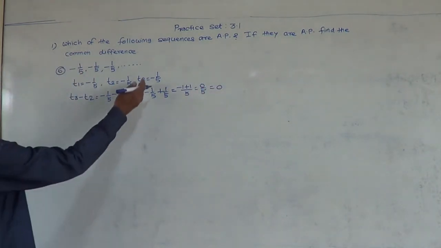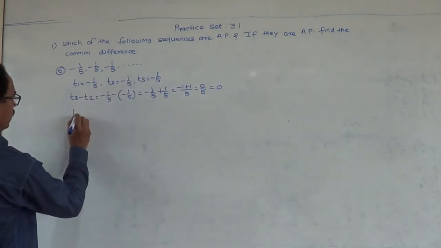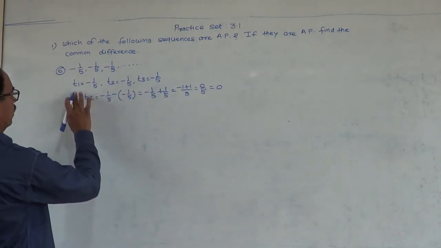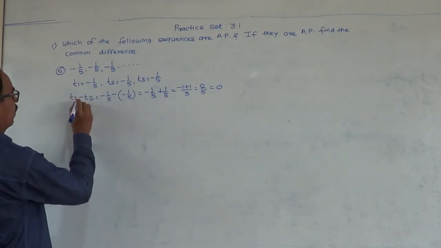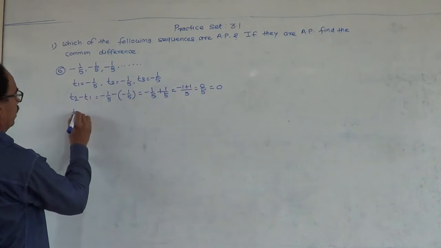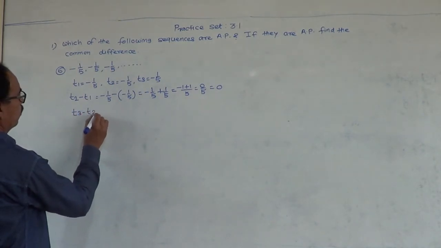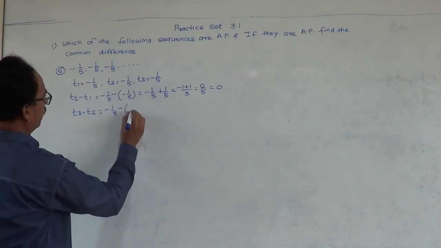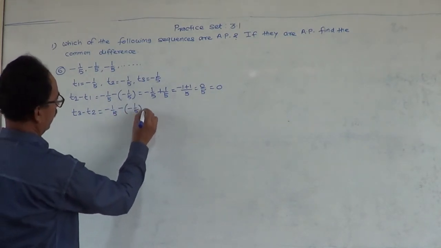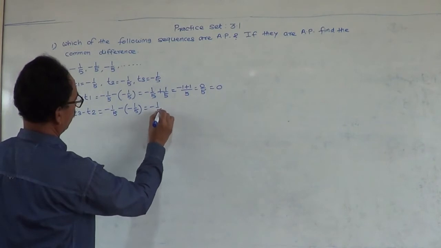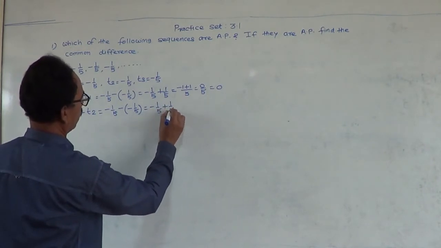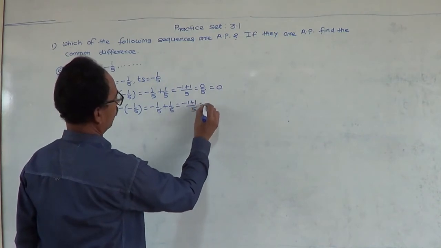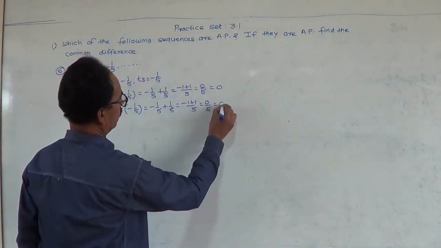Next, take the difference between T3 and T2. Sorry, here we have to take T2 minus T1. Here T3 minus T2. T3 is minus 1 by 5 minus 1 by 5. Again minus 1 by 5 plus 1 by 5, and we will get the same answer, minus 1 plus 1 upon 5, which will be 0 by 5, and this is 0.